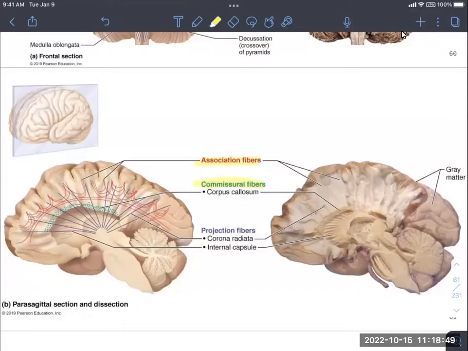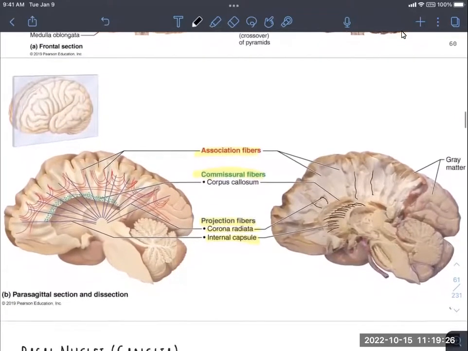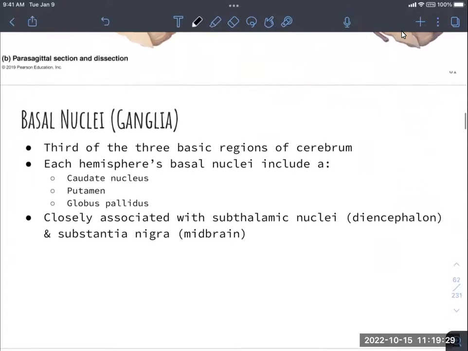And projection fibers. You see that internal capsule. You see all these? That's all part of that internal capsule. Corona radiata is found through some of here, going on up. That is all part of these different fibers that help put two and two together.